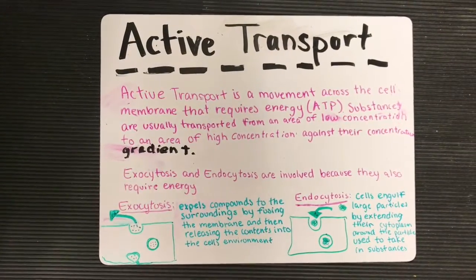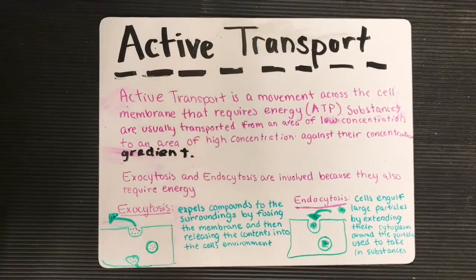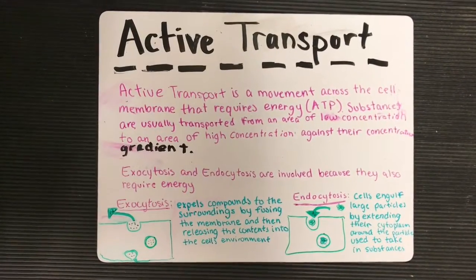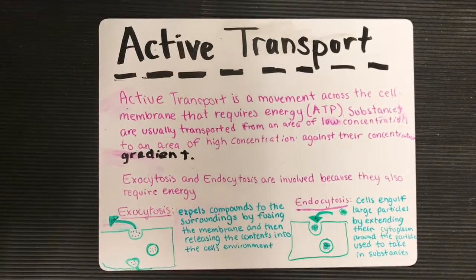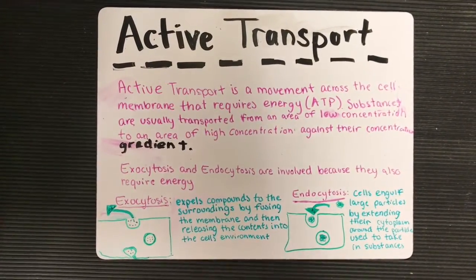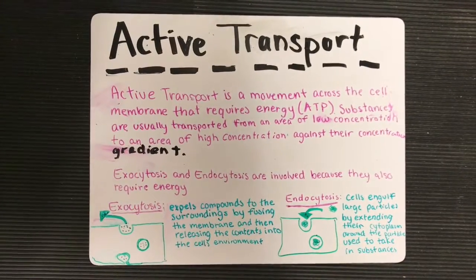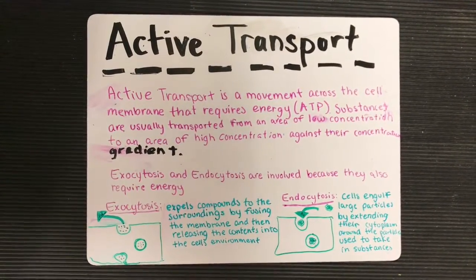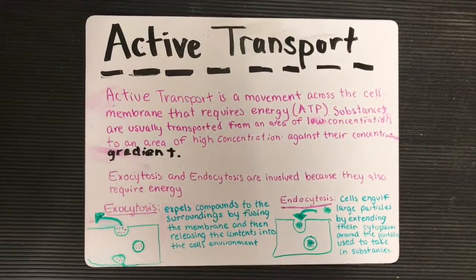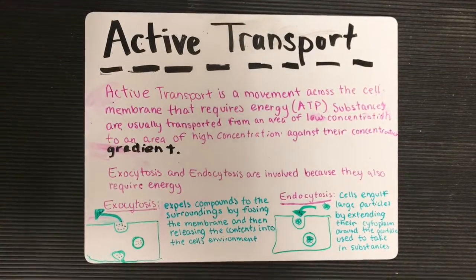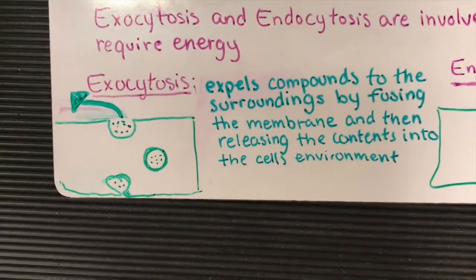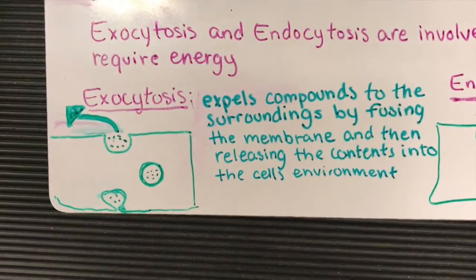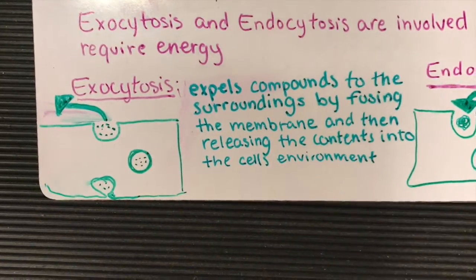One of the ways nutrients and waste pass through the cell is active transport. Active transport is a movement across the cell membrane that requires energy, ATP. Substances are usually transported from an area of low concentration to an area of high concentration, against their concentration gradient. Exocytosis and endocytosis are involved because they also require energy. Exocytosis expels compounds to the surroundings by fusing the membrane and then releasing the contents into the cell's environment.